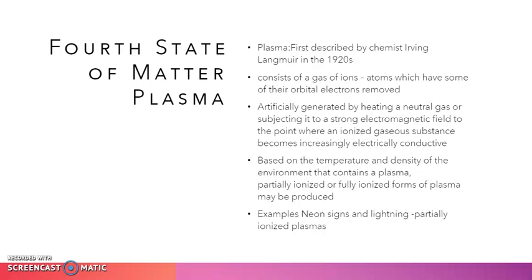So based on the temperature and density of the environment that contains plasma, sometimes partially ionized or fully ionized plasma can be produced. As examples of this plasma state, you can see neon signs or lightning where you will get partially ionized plasmas. So this is nothing but the gaseous state, but you do not have molecules. Instead, you have ions or ionized gas as plasma.